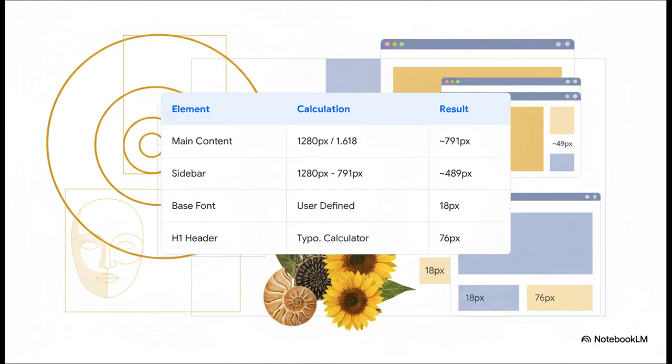Okay, let's say your canvas is 1280 pixels wide. You just divide that by the golden ratio, 1.618. That gives you your main content area, around 791 pixels. And whatever's left over, that 489 pixels, that's your sidebar. Done. Then for your text, maybe you decide on an 18-pixel base font. A typography calculator can instantly tell you that a proportional H1 header would be, say, 76 pixels. See? The math does all the heavy lifting.